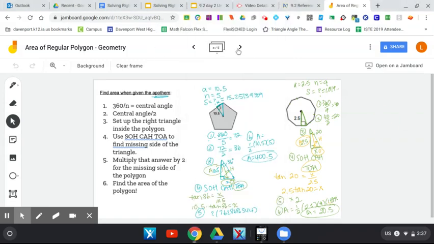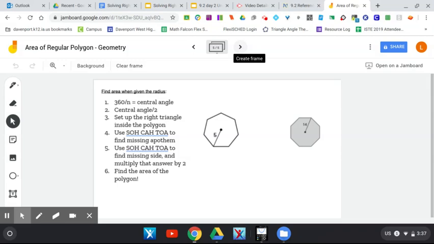All right, last slide is finding the area when you are given the radius. So go ahead and pause the video and write your steps down, and then when you're done, hit play, and then we will go through these examples. All right, so you've got your steps written down. I'm going to explain really quick, and then we'll go through these problems. So step 1, central angle, 360 divided by n. Step 2, divide that central angle by 2. Step 3, set up your right triangle. Step 4, you're going to find your apothem using Sohcahtoa. Step 5, you're going to find your missing side using Sohcahtoa, and just remember, multiply that answer by 2. And then step 6, you're ready for finding the area.